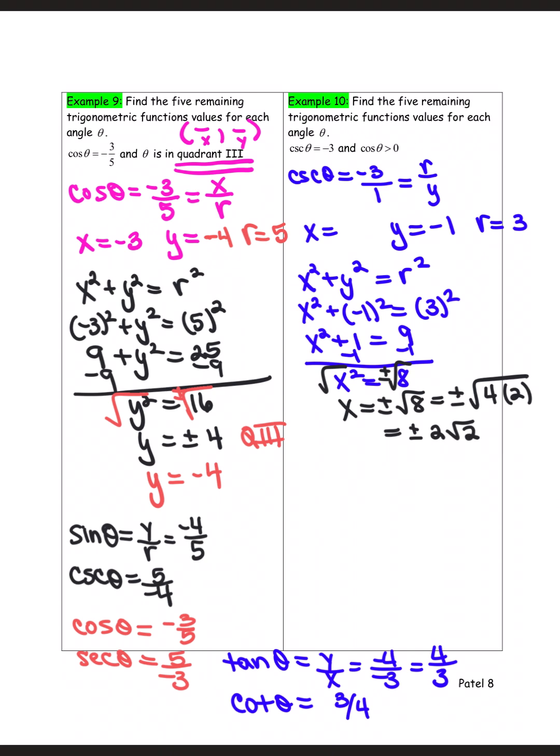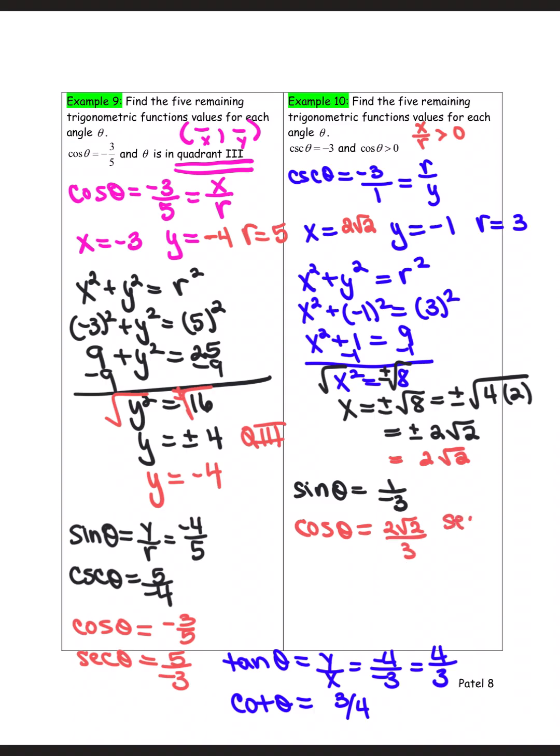Now, to figure out if x is positive or negative, in the very beginning, it said that the cosine of theta is greater than 0. So that's saying that the ratio x over r is greater than 0, which means x has to be positive. So in this case, x is 2 square root of 2. So here we're given cosecant. We know what sine of theta is right off the bat. Sine of theta is 1 over negative 3. Cosine of theta is going to be 2 square root of 2 over 3.